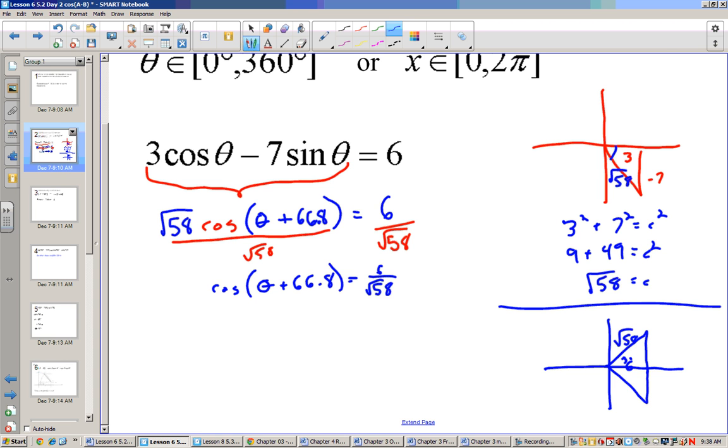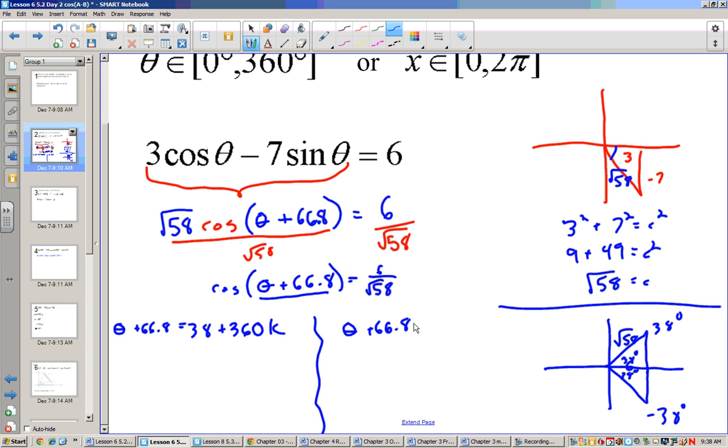So if this is 38 and this is 38, whenever we do this, we're splitting this into two equations. We have 38 degrees here, and we could say negative 38 degrees here. So we take what's in the center, our argument, theta plus 66.8, and set that equal to 38 plus 360k, and on the other side, we have that set equal to negative 38 plus 360k.